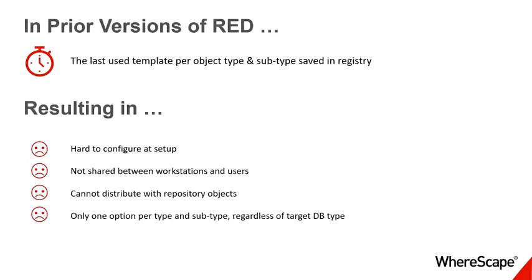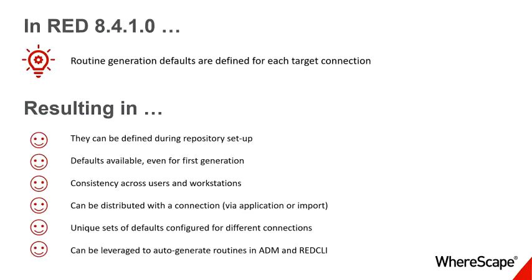In prior versions of RED, the last used template per object type and subtype was saved in the registry. This meant that it was hard to pre-configure this at setup. They weren't shared between workstations and users. You had no way of distributing them with repository objects. There was only one option per type and subtype regardless of the target database type, i.e. if you had a mixture of SQL Server and Snowflake targets, you only could set the default for one.